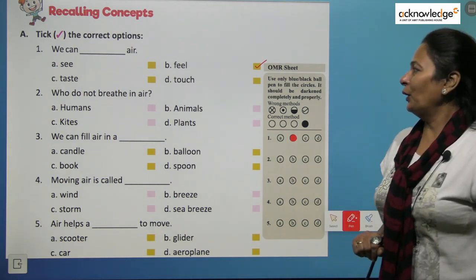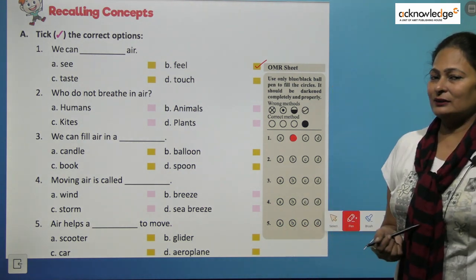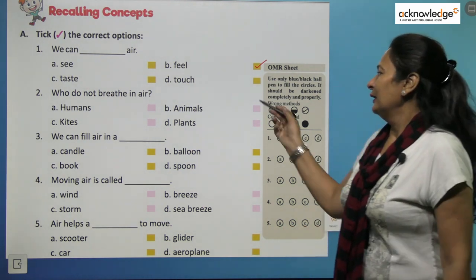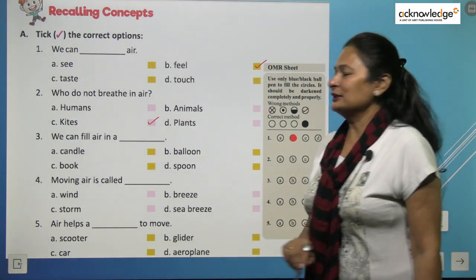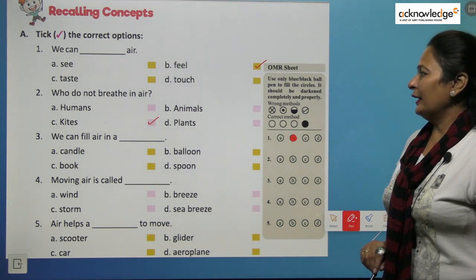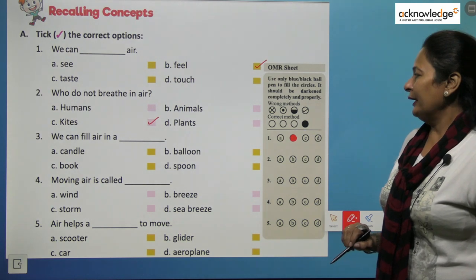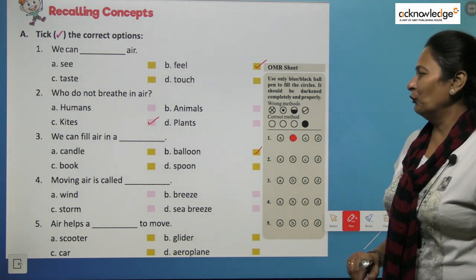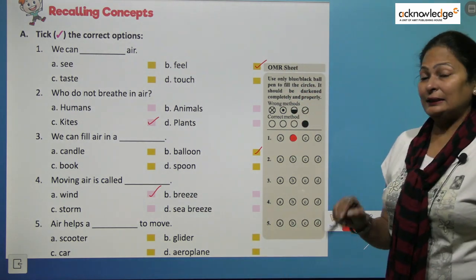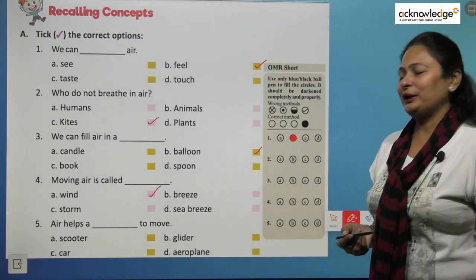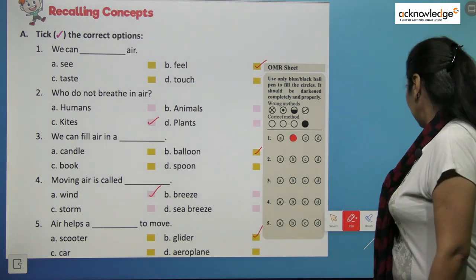Alright? Who does not breathe in air? It is humans, kites, animals and plants, as we have discussed. All living things breathe: animals, plants and humans. So, kite is the correct option. We can fill air in a candle, book, balloon or spoon. We can fill air in a balloon. Moving air is called what? It is wind. Air helps a dash to move: car, aeroplane, scooter or glider. So, the correct option is glider.